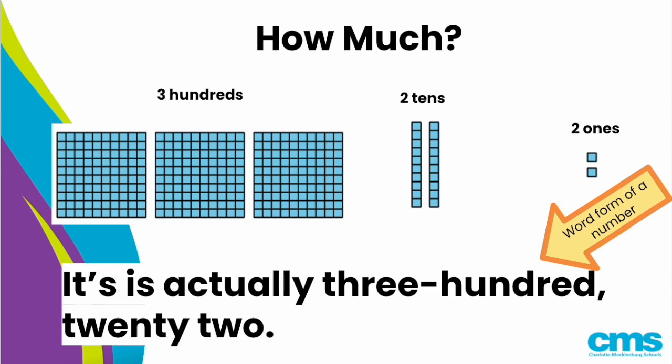Here's another example of ways that students learn to represent numbers. This is called word form. It's how I would say the number using words. And so we teach students how to write numbers in word form as well.